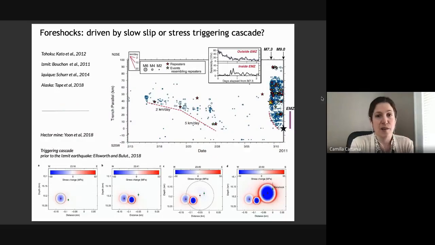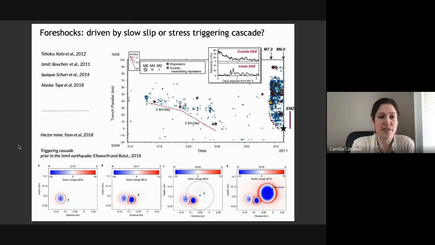And so, as I say, this debate has been going on for several decades, but even quite recently, papers have come out that favor one or the other interpretation. So here, for example, we can see the figure from Kato and co-authors. This is the foreshock sequence of the Tohoku earthquake. And what they found is this migration of foreshocks towards the eventual main shock hypocenter. Then we have one large foreshock with its own aftershock sequence. But in this case, due to the migration of the events in particular, this was interpreted as being indicative of aseismic slip, so the pre-slip model.